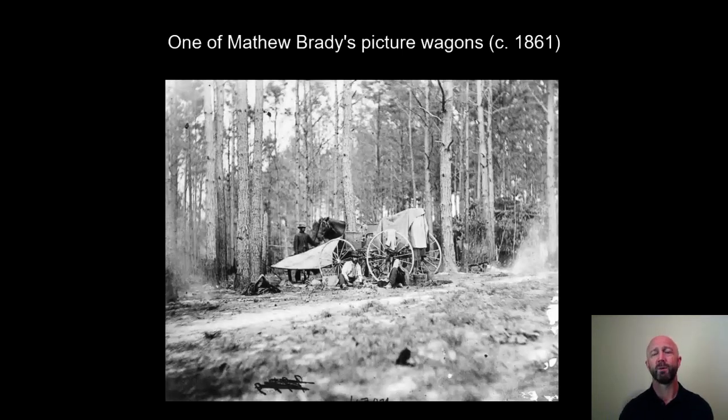So, how would these things work? Again, you would have a traveling basically dark room in order to develop your negatives in the field. These are basically covered wagons. They would also carry all the very heavy photographic equipment. So here's just a photograph of one of those picture wagons, and many of them were sent out into the field at this time.